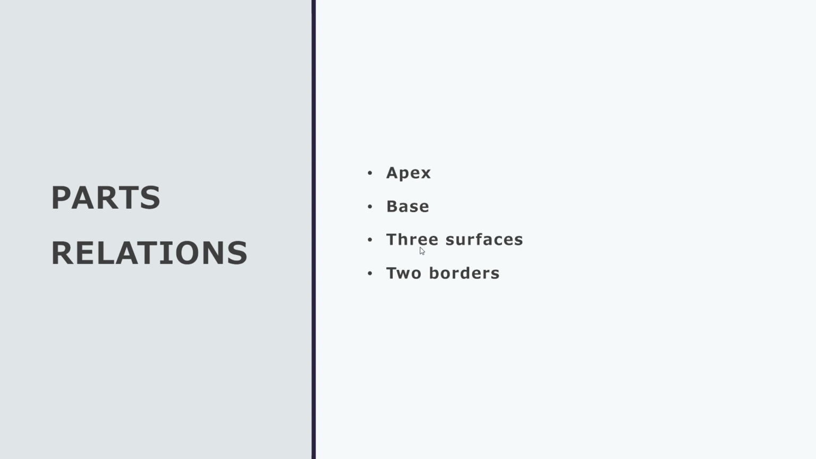Next, we are going to see about its apex, base, three surfaces and two borders, that is parts and relations of the gland. The gland is conical in shape, so it has base and apex along with three surfaces, that is lateral, medial and posterolateral, and two borders, anterior and posterior. So we have to see the parts and relations in detail.